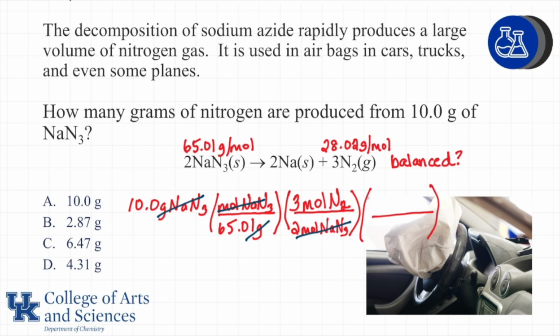Now I can go from moles of N2 to grams of N2, and I use the molar mass, 28.02 grams per mole of N2. Moles of N2 cancel out, and I'm left with 6.47 grams of N2.